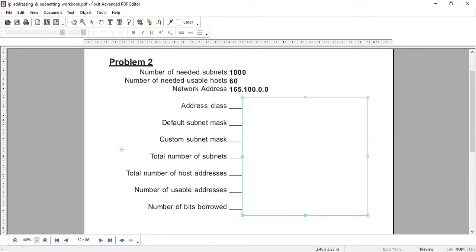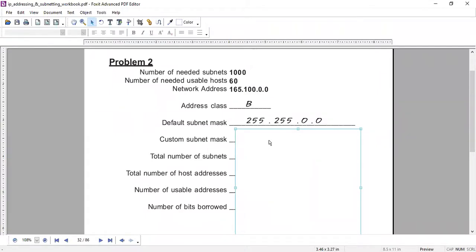Now check the class, and you need 1000 subnets. Each subnet can have 60 hosts. Okay, try to find out. We'll see the answers. So the address class is B. Default subnet mask 255.255.0.0. Custom subnet mask 255.255.255.192, because you have to create 1000 subnets.